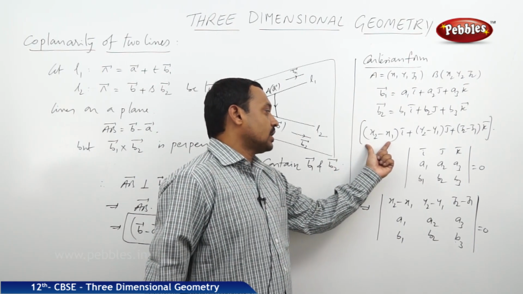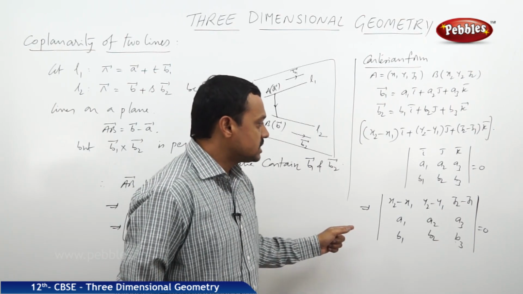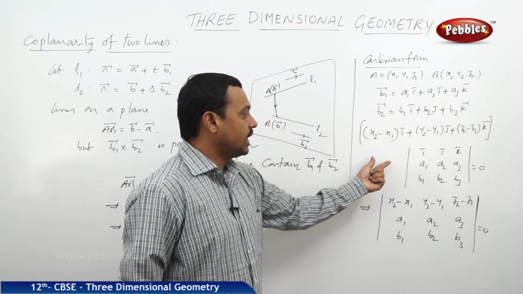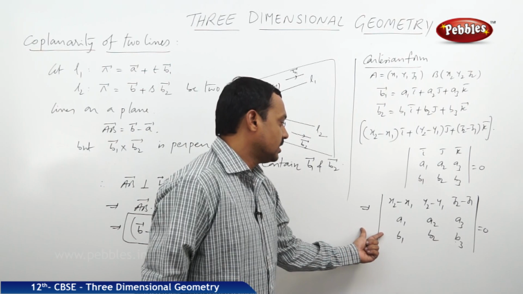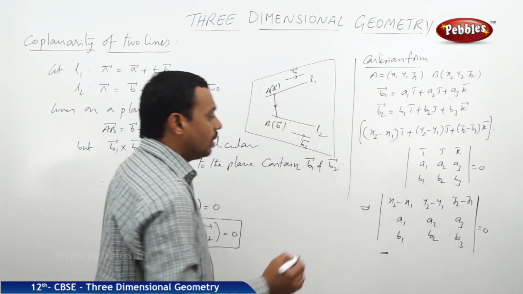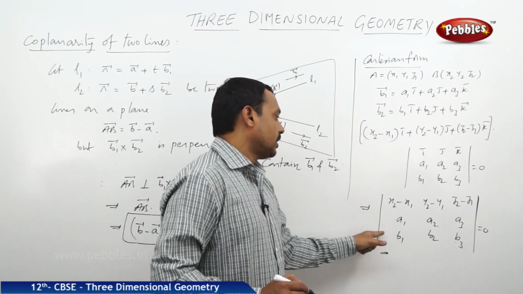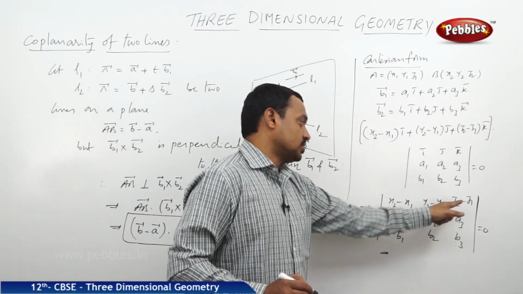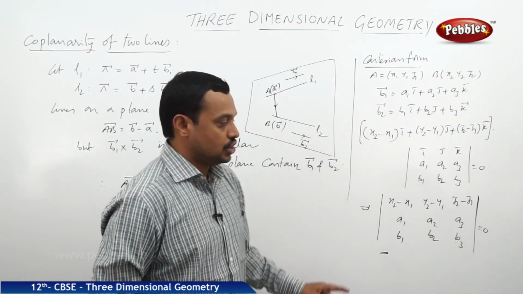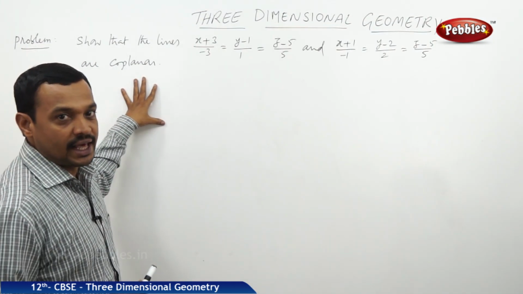So after this simplification, we get some expression. That expression is equal to the expansion of this determinant, so that entire expression can be taken as the determinant of this matrix. So now we can easily remember that the coplanarity of two lines is the determinant of x2 minus x1, y2 minus y1, z2 minus z1, a1, a2, a3, third row b1, b2, b3 is equal to 0. It is in Cartesian form. Now we have one problem on coplanarity.